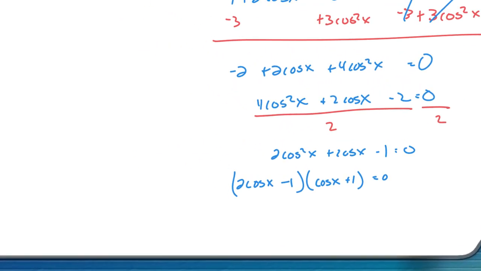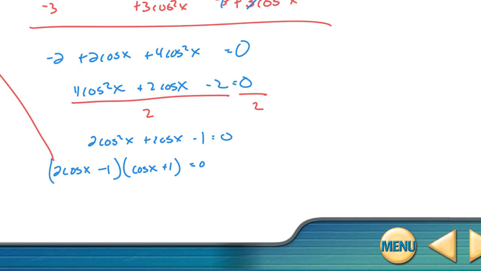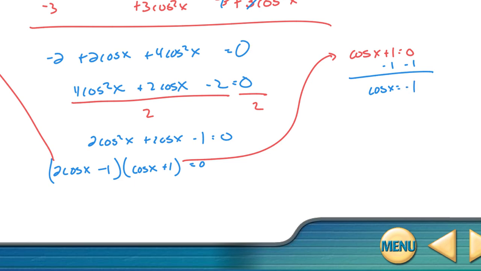Zero product property kicks in. Either 2 cosine of x minus 1 has to be 0, or cosine of x plus 1 has to be 0. To avoid a little motion sickness, we'll just stay on this side. If we solve this, we subtract 1 off each side, and we get that cosine of x equals negative 1. To remind you, this did want us to find solutions between 0 and 2 pi.